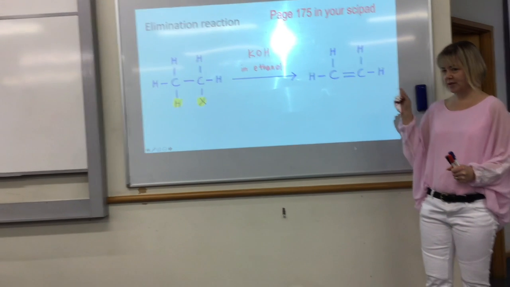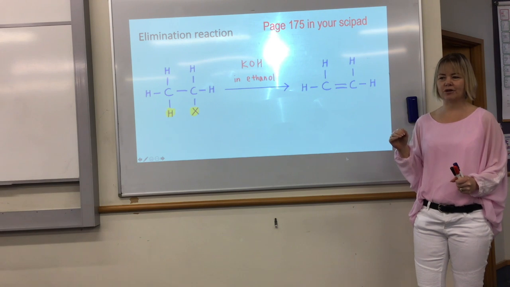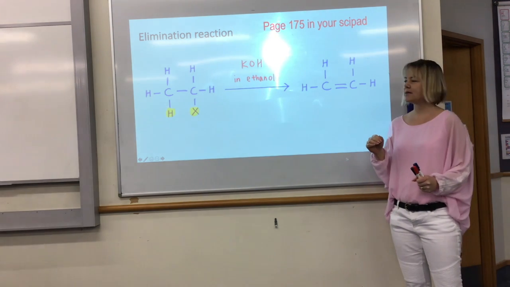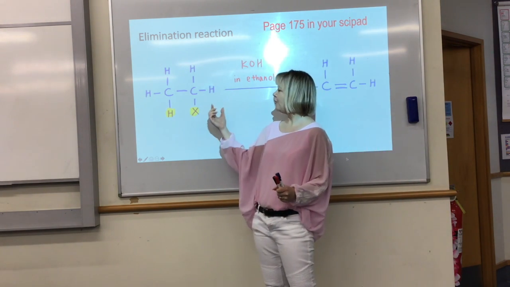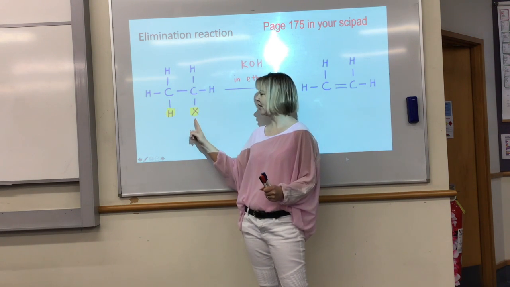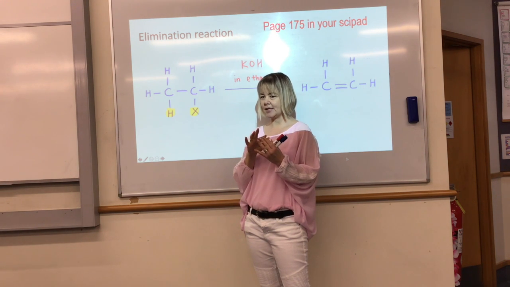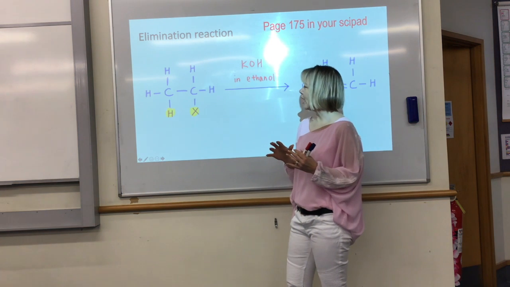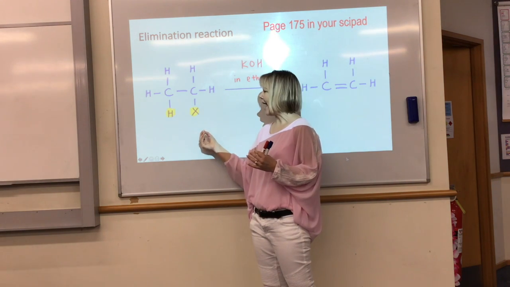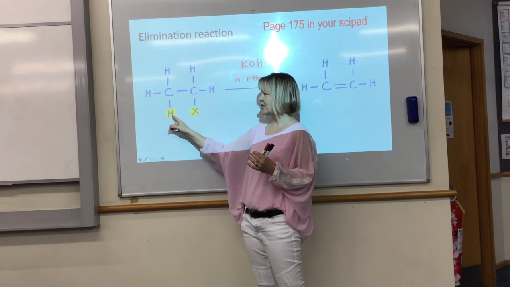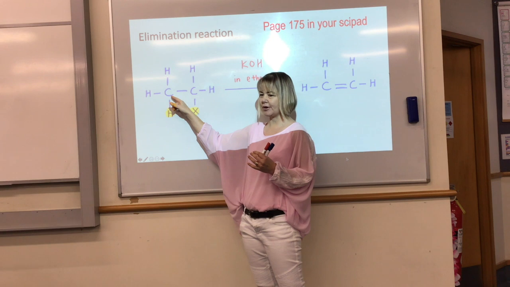Today is on page 175 in the SciPad, and the type of reaction is called an elimination reaction. What we do in this is we eliminate atoms. You'll find that this is a haloalkane where X is a halogen, so it could be fluorine, chlorine, bromine, iodine, any of those halogens. The halogen atom will always come off, and also an H atom from the adjacent carbon. Remember the word adjacent means the neighbouring carbon.